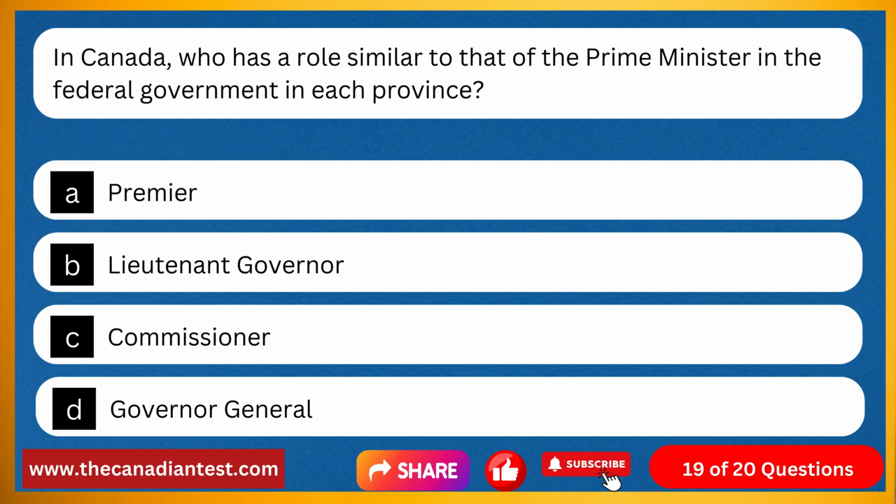Question 19. In Canada, who has a role similar to that of the Prime Minister in the federal government in each province? Option A, Premier. Option B, Lieutenant Governor. Option C, Commissioner. Option D, Governor General.